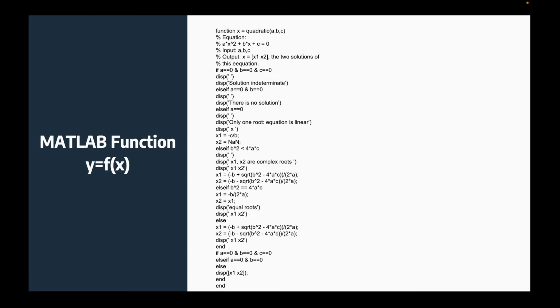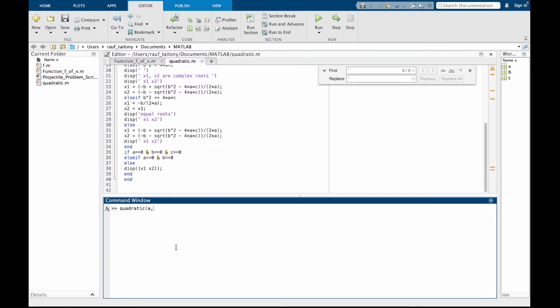Else, if b squared equals 4ac, that means x1 would be minus b divided by 2a, and x2 would equal x1, and you say equal roots. Otherwise, you would start to test. If x1 equals minus b plus the square root of b squared minus 4ac, divided by 2a, display x1 and x2, and you end. Take a, b, and c.